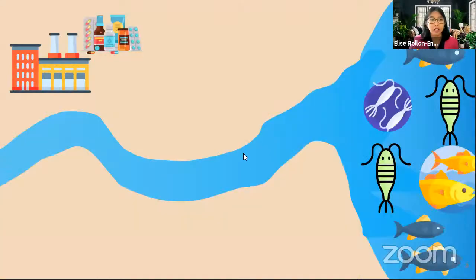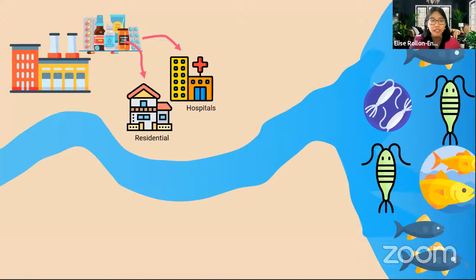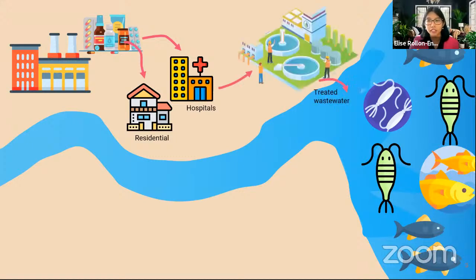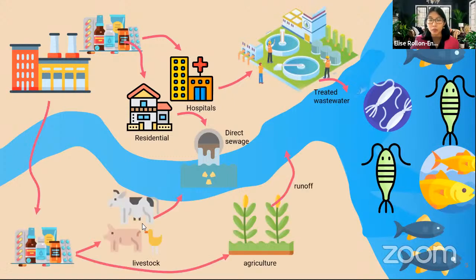Pharmaceutical products come from factories and they go to our residential houses, hospitals, and some of them are being treated in wastewater treatment plants. However, not all of them are removed in these wastewater treatment plants, and most of them go directly to our rivers and oceans through the sewage and through our urine. Another pathway is through agriculture and livestock, which find their way into our rivers and oceans through runoff.